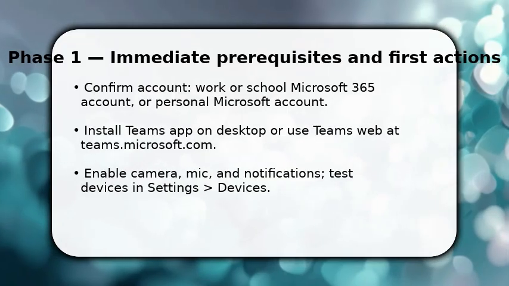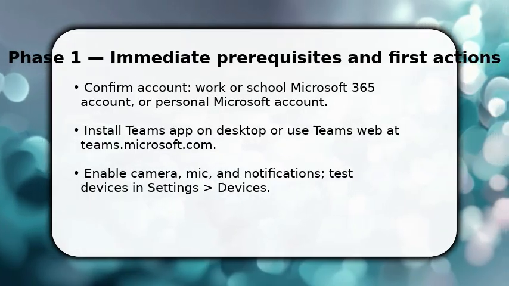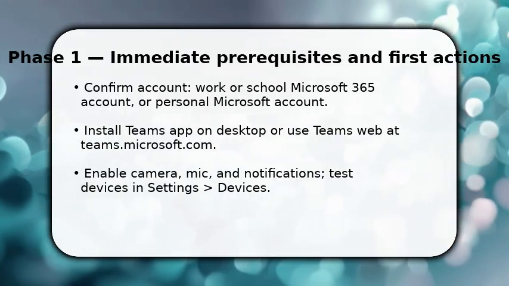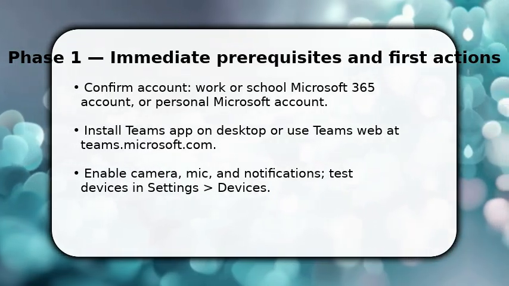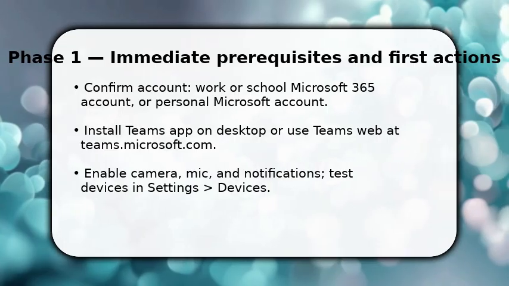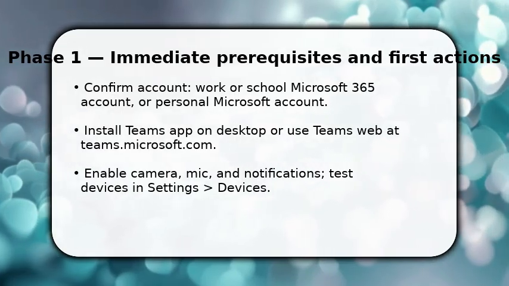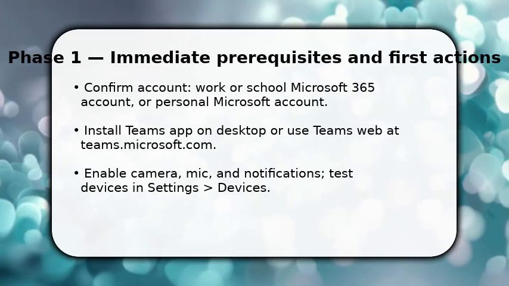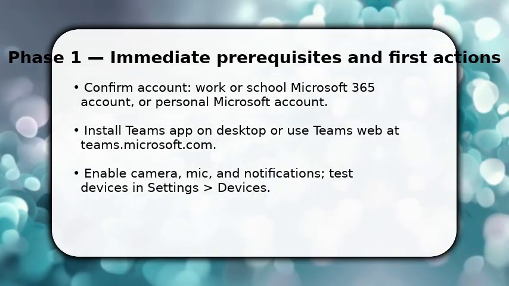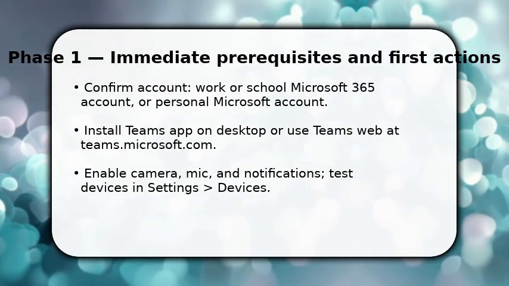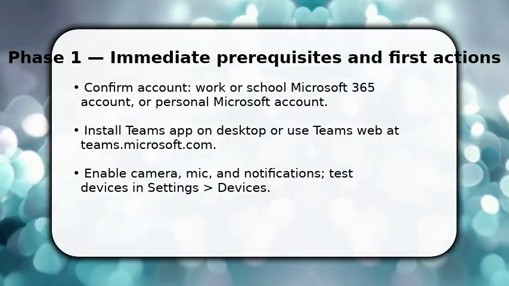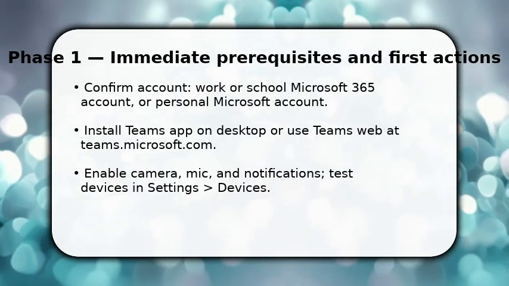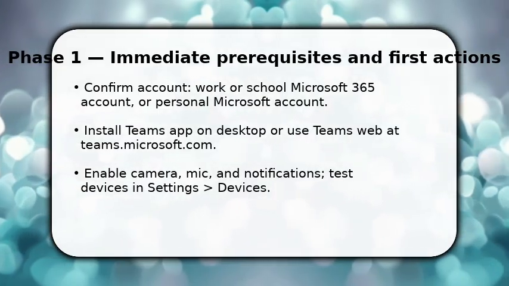You begin by confirming your account type because setup differs slightly for work versus personal profiles. Once installed, open Teams and sign in with your email. Make sure to accept permissions for camera and mic. You'll test devices in settings, devices so audio and video work in calls. If you prefer the web app, use teams.microsoft.com and sign in the same way. These first steps get you into the workspace quickly, and they prevent basic audio or camera delays later.